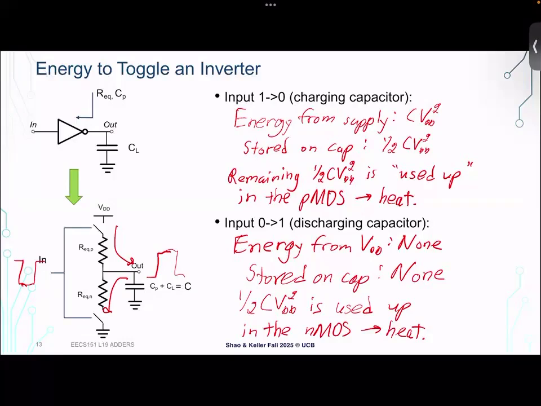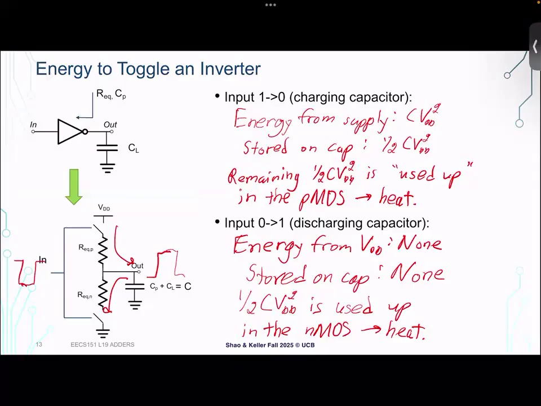So that's where the energy is going in our inverter transitions. We burn up half of it in the PMOS, we store it on the capacitor for a little while, and then we burn up the other half in the NMOS, and it's gone. Seems kind of wasteful, really.